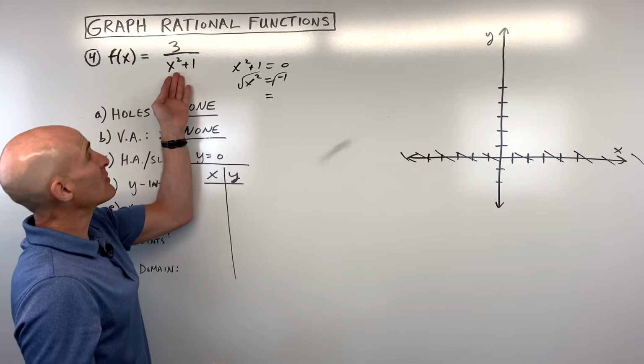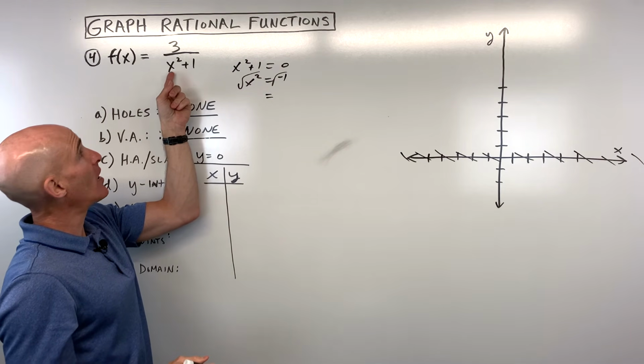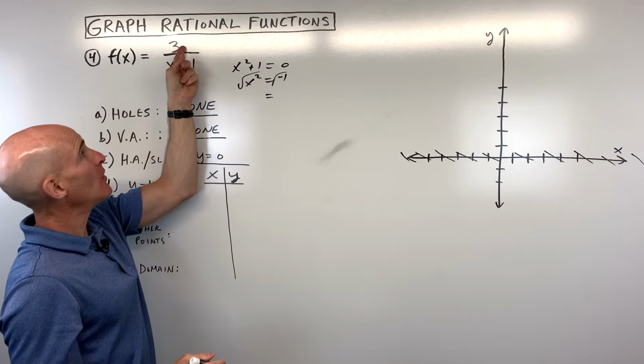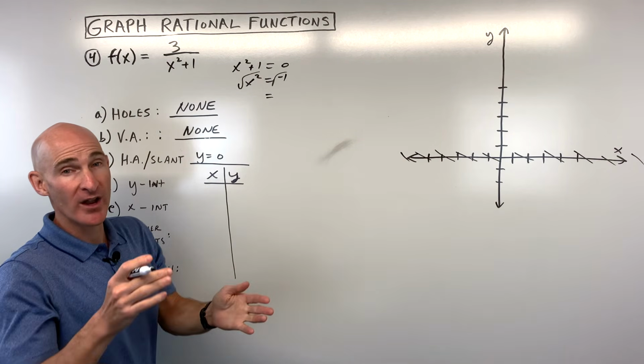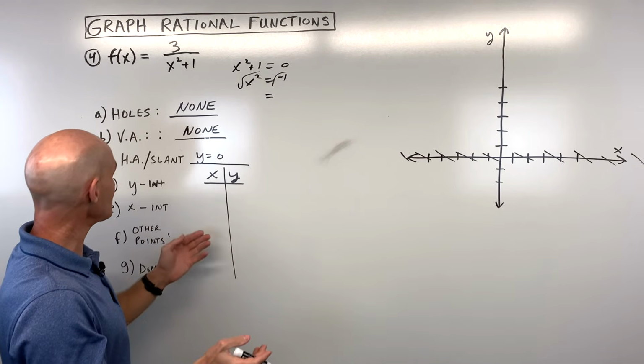And again, you can think about this as x gets really large. Say, for example, if x was 100. 100 squared is 10,000, plus 1 is 10,001. What's 3 divided by 10,001? It's like 0.00, it's approaching 0 basically, right?